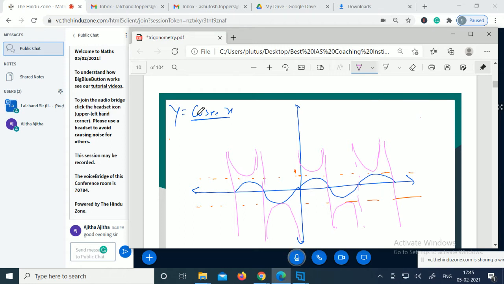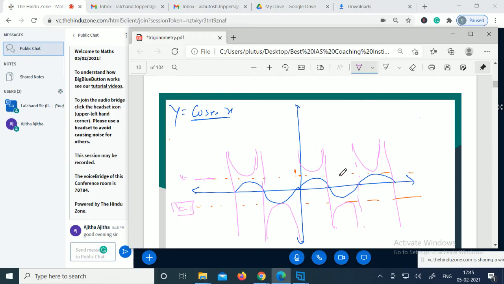Are you getting the plot of cosec? Just revert the shape of sine. If it is above the x-axis, revert it about the line y equal to 1, and if it is below the x-axis, revert it about the line y equal to minus 1. So whatever plot is in pink color, that is our plot of cosec x. Are you getting this?